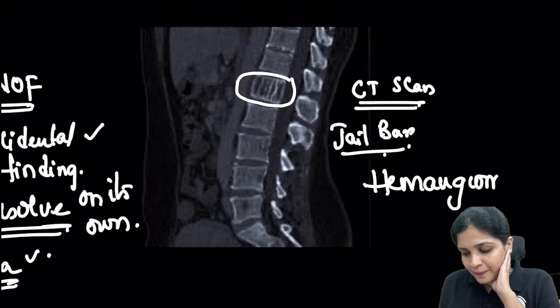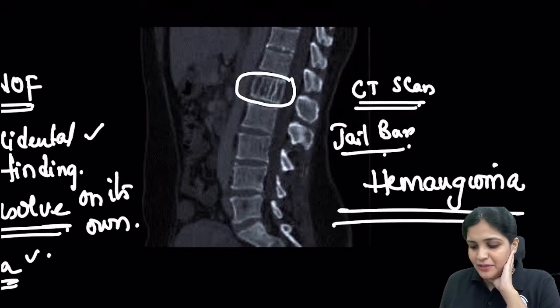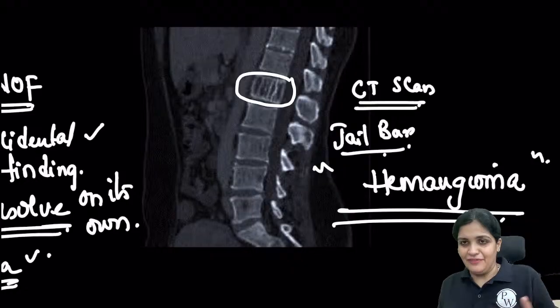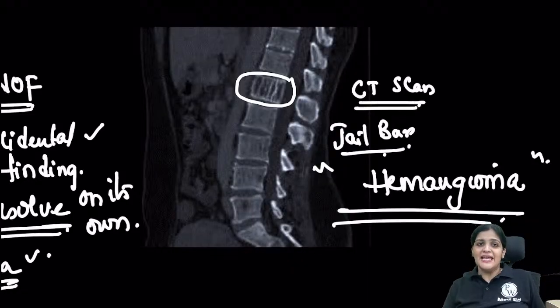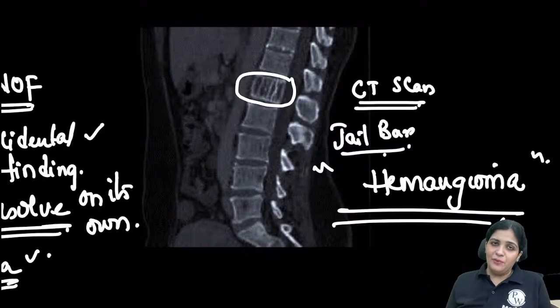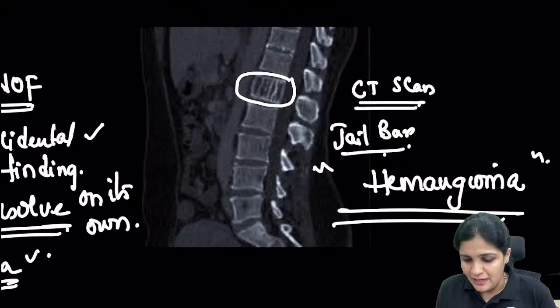Hemangioma. Yes, vertebral hemangioma. This is again an incidental finding. Usually the patient will not have any complaints. He might come with some other pain, and when we take the X-ray, we find this hemangioma. And if you see, this is the sagittal section that I'm speaking about.